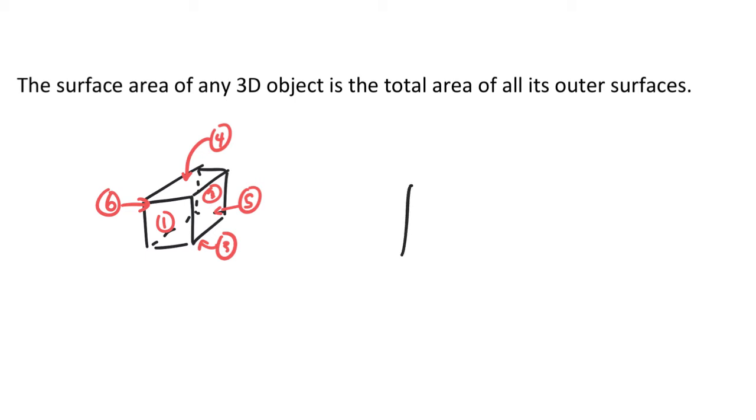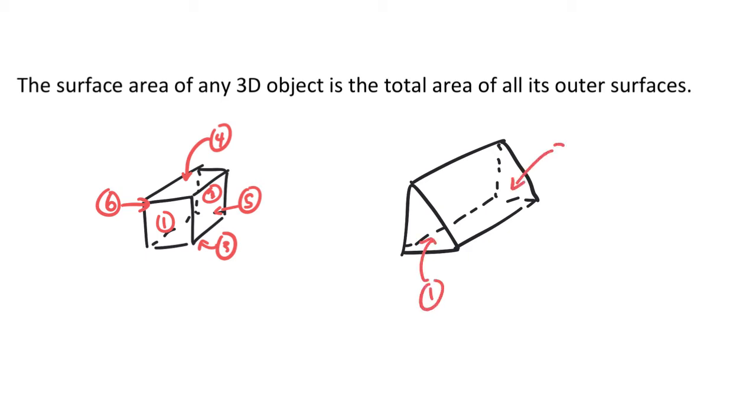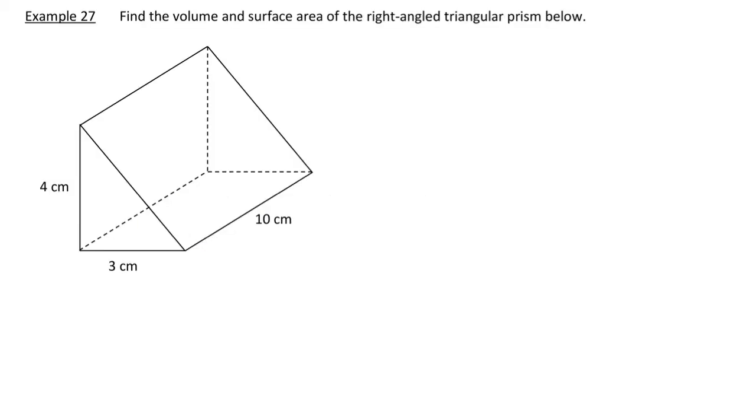If we had a triangular prism, then it would have the front face and the back face, and then it would have the bottom one, the side one, and the diagonal one. So it would have 5 faces, and if we worked out the area of each of the 5 faces on the triangular prism, or all 6 on a cube or cuboid, that would give us the total surface area. So example 27, find the volume and surface area of this prism.